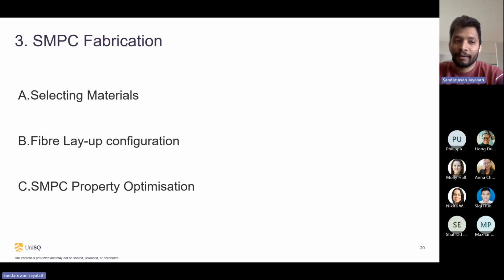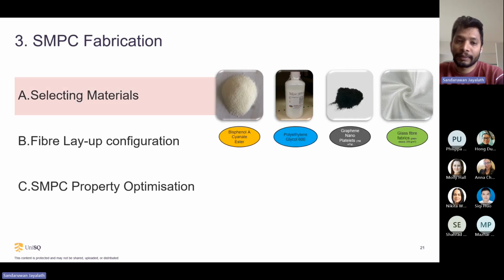Now, the next step was to fabricate the shape memory polymer composite. For this, we need to select materials apart from the shape memory polymer. Apart from these two components, we use graphene nanoplatelets, adding 0.6% by weight. The main idea behind that was to increase the thermal conductivity of the shape memory polymer composite. And because it doesn't have any carbon fiber, we are using glass fiber. So that's the fourth component of this composite.